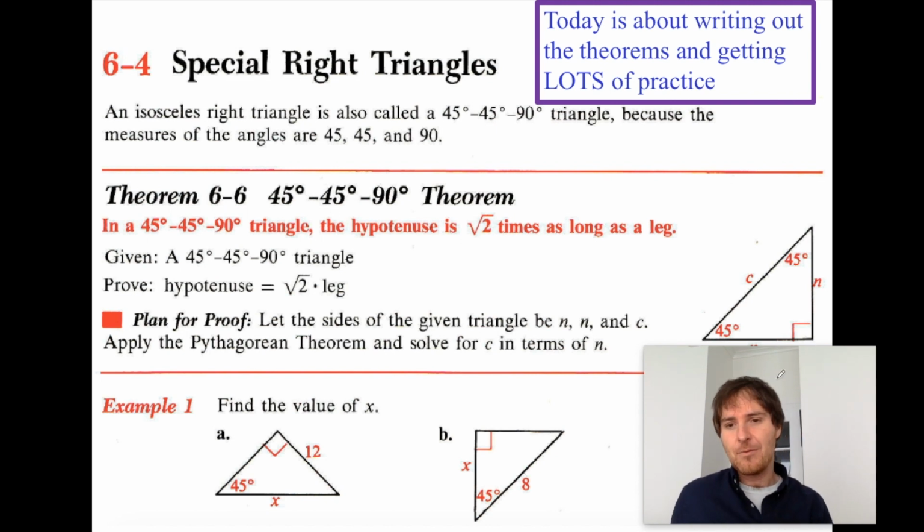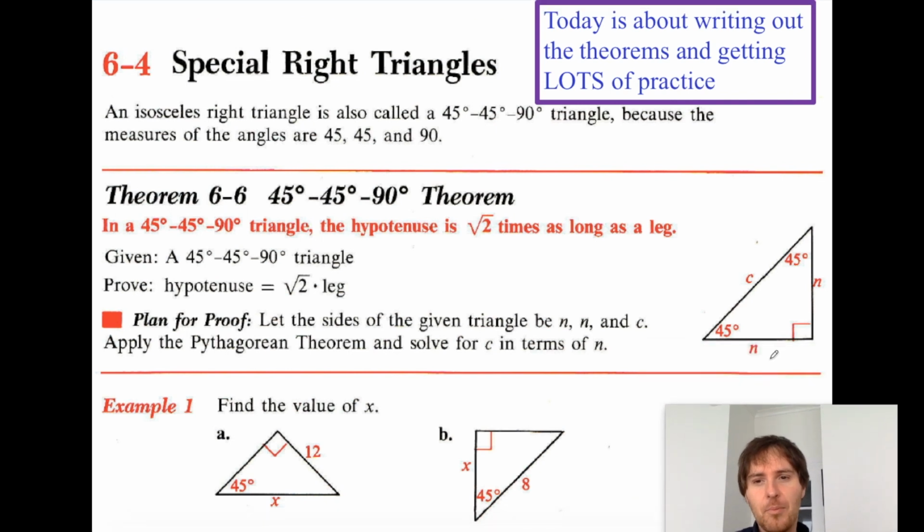Big thing here, right? We've proven it out. We've done it before, but my friends, we got this. It would be n squared plus n squared equals c squared. 2n squared equals c squared. Take the square root of both sides, and you would get n root 2 equals c. That's what it's all about.